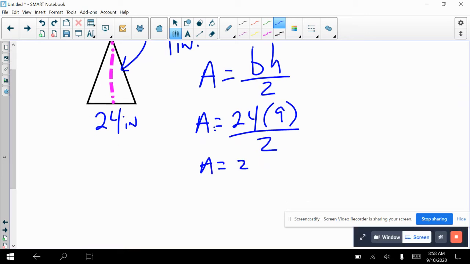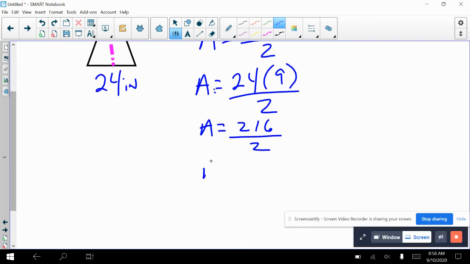Area is equal to 216 divided by 2. Area is equal to, oops, I goofed. 108 inches squared.